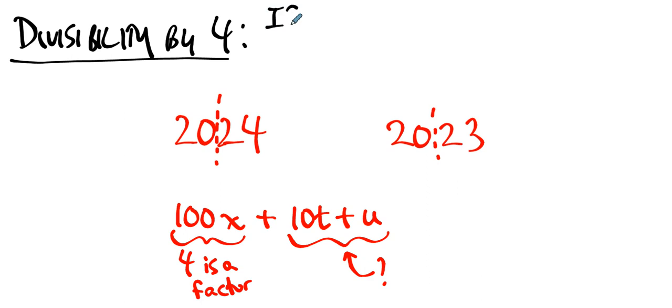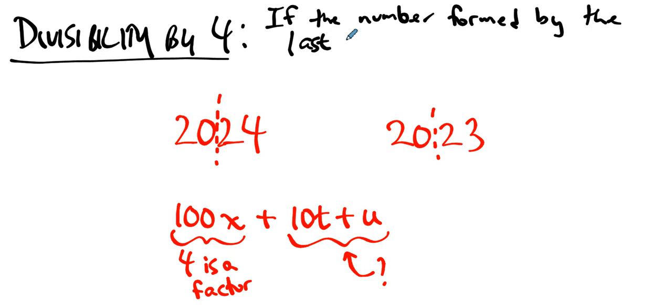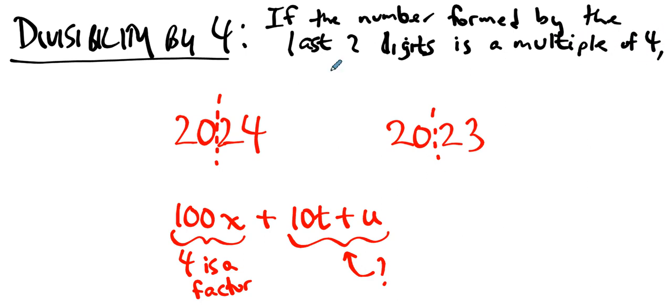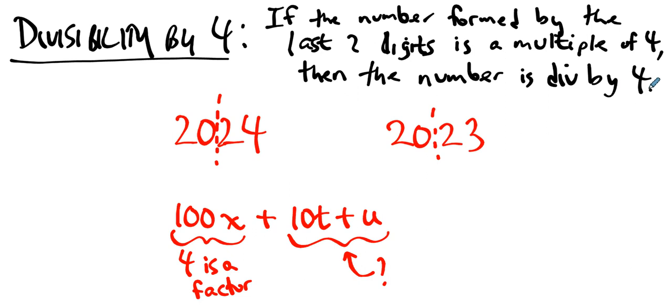So here's how we say it. If the number formed by the last 2 digits is a multiple of 4, then the number is divisible by 4. 24 is divisible by 4, so 2024 is divisible by 4. 23 is not divisible by 4, so 2023 is not divisible by 4.